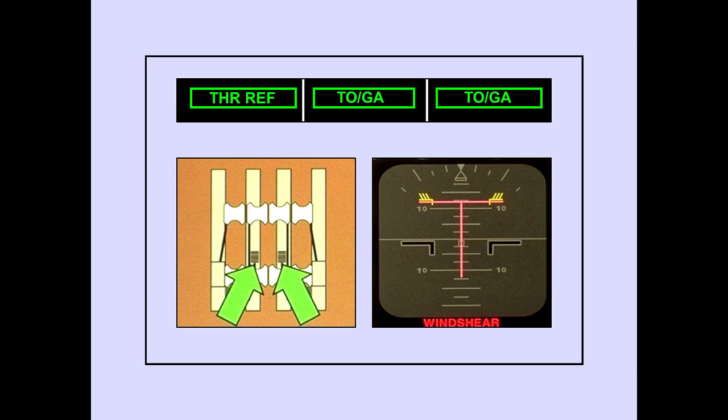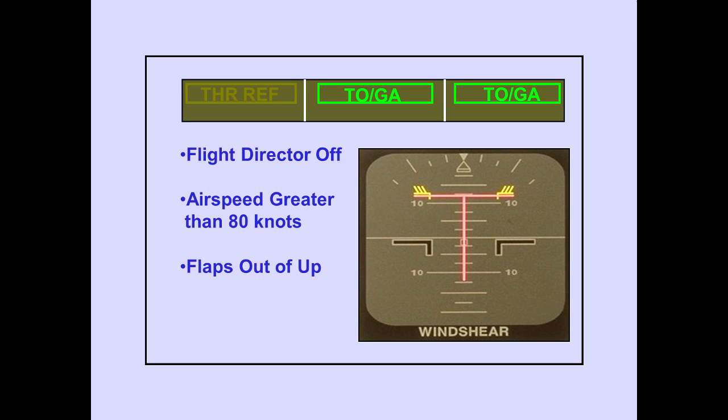Pushing a TOGA switch in flight with go-around armed activates Autopilot Flight Director TOGA guidance. If an autopilot is engaged, it will fly the commanded attitude. If the TOGA switch is pushed with the flight directors off, airspeed greater than 80 knots, and flaps out of up, the command bars will automatically appear and provide the appropriate guidance commands.